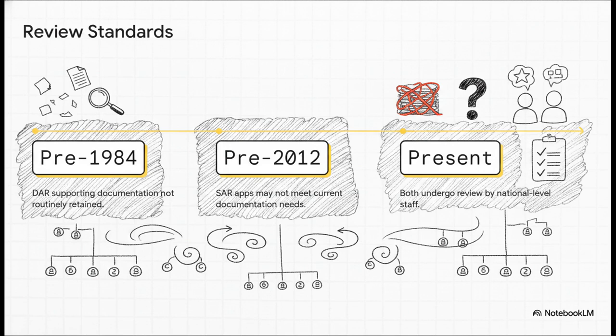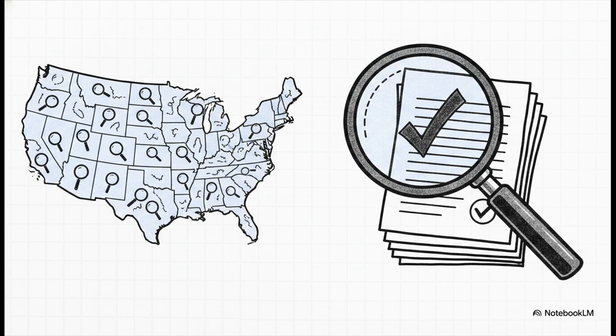Now, present day, both undergo incredibly strict national-level review. But the main takeaway is that the evidentiary value of an application depends heavily on the specific era it was submitted. And beyond just the timeline, there's a huge structural difference in how these were reviewed. Historically, SAR applications were reviewed through individual state societies. Now, that's not necessarily a bad thing, but it naturally led to some variations in documentation standards depending on the jurisdiction. The DAR, on the other hand, has long utilized a centralized review process. Genealogists really love this because it means DAR files reflect decades of centralized revision.